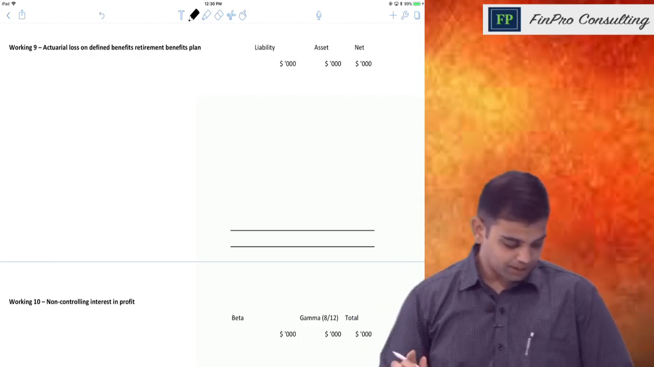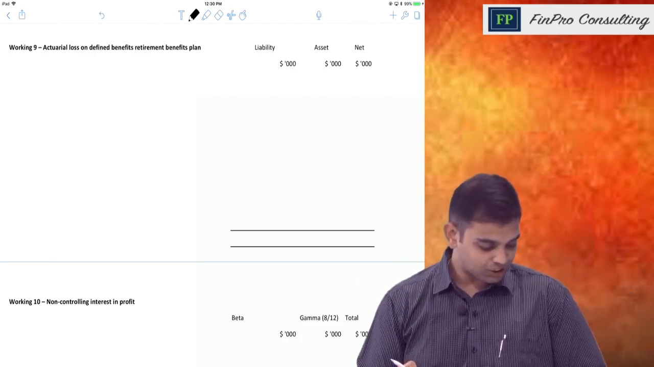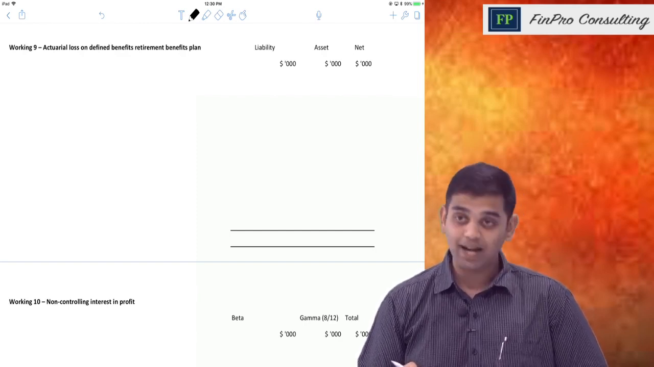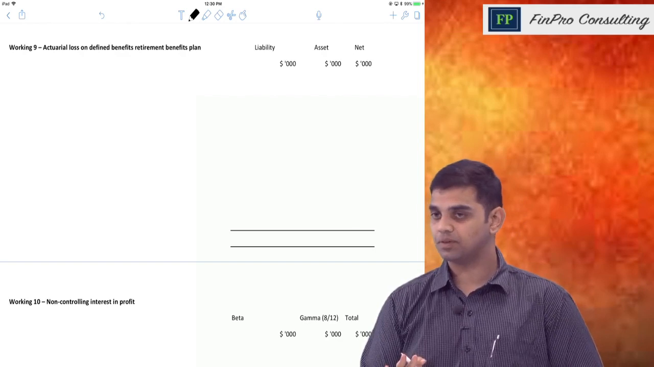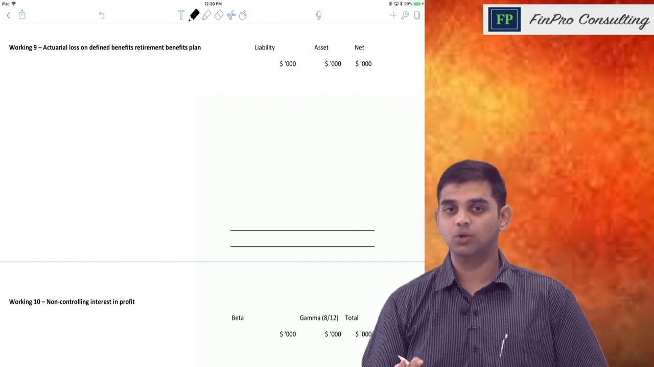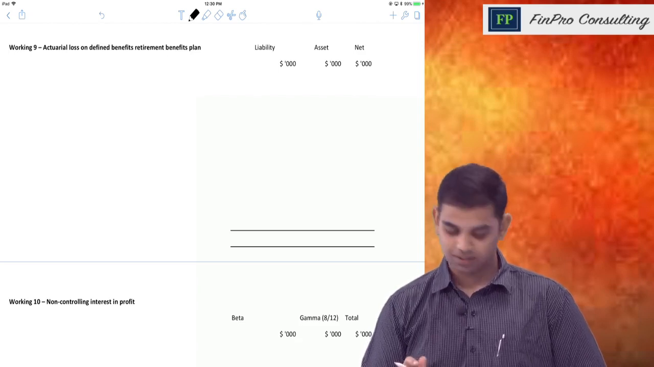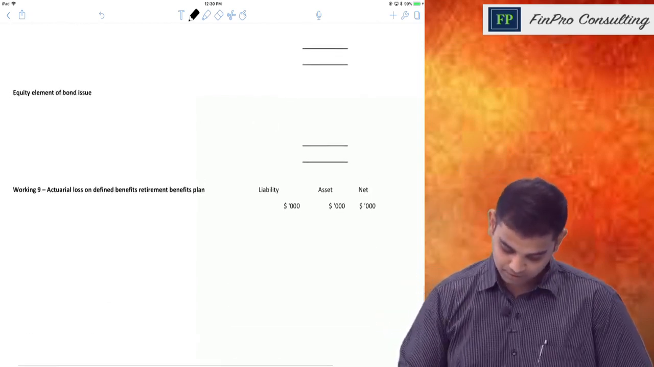Now what they have done is, they are saying Alpha has charged the contributions paid into defined benefit plan as an administrative expenditure. Are you getting me? So I have to reduce the administrative expenditure to that extent. So first I will reduce that.